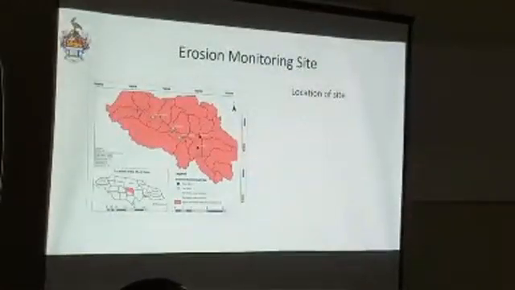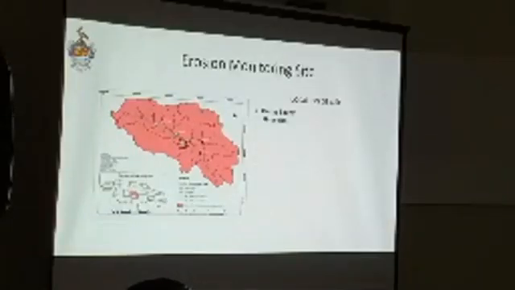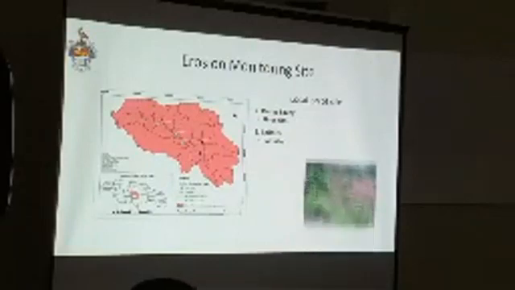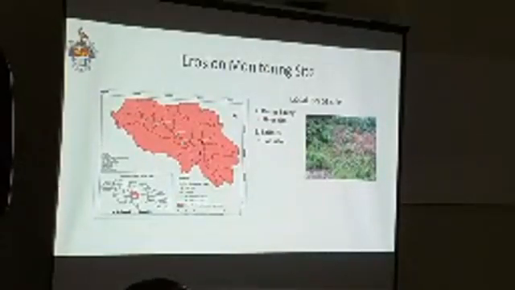And the third aspect is the setting up of the erosion sites, which are 6 now. And Rupert can explain more on this part. Rupert?